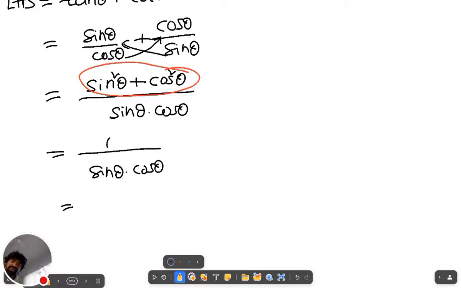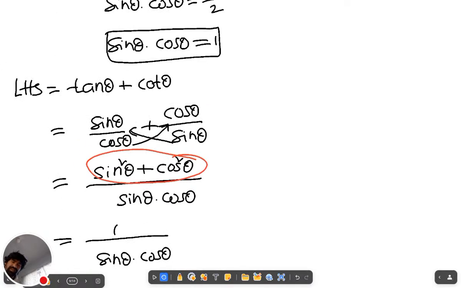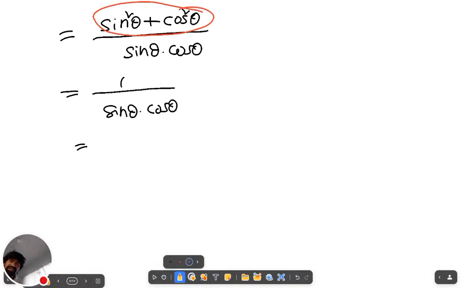Already we have proved that sin theta into cos theta is equal to 1. So replace sin theta cos theta with 1. So 1 by 1 is 1, which is equal to RHS. Therefore tan theta plus cot theta is equal to 1, according to the given question. Hence proved.